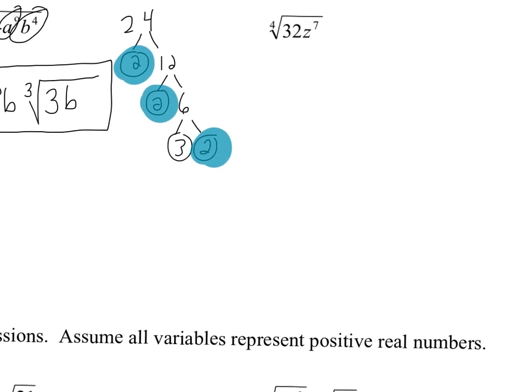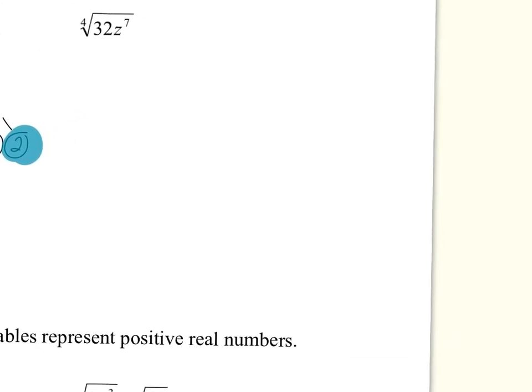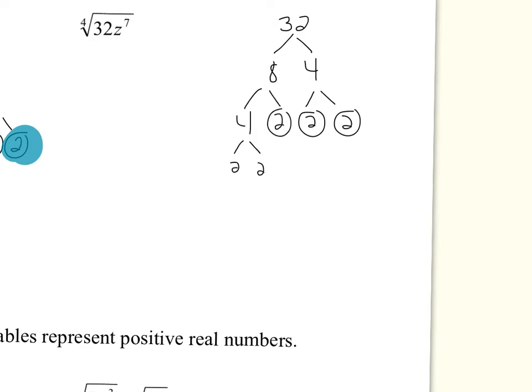Alright, let's try one more of these and then we'll move on to some operations on these. So we have the 4th root of 32z to the 7th. If I take 32, I know that's 8 and 4. That's 2 and 2, and this is 2 and 4, 2 and 2. So we have 5 2's. We're looking for a group of 4, so I can take 4 2's and have 1 left over. So this is a 2 on the outside and a 2 on the inside.